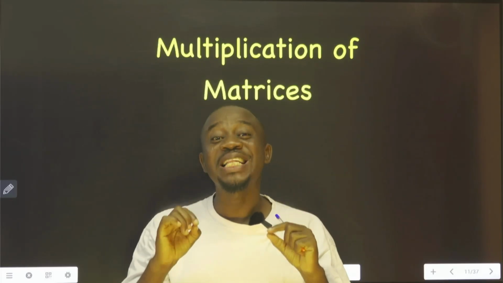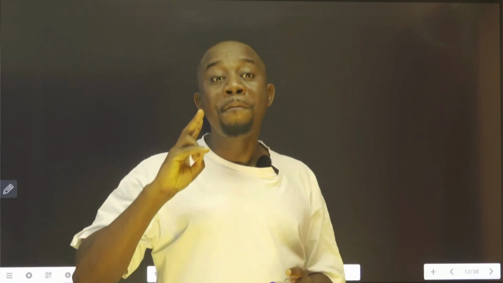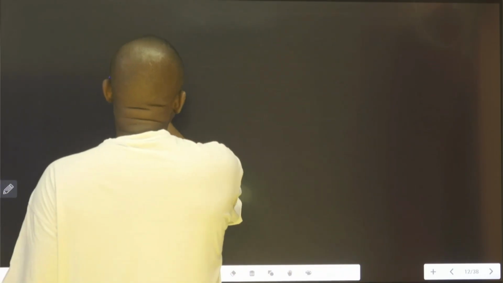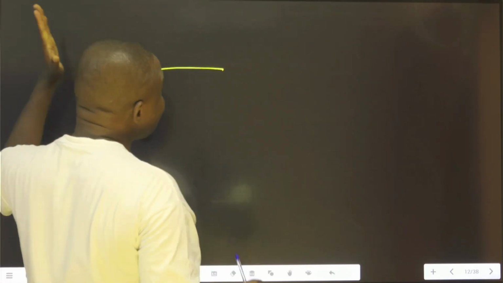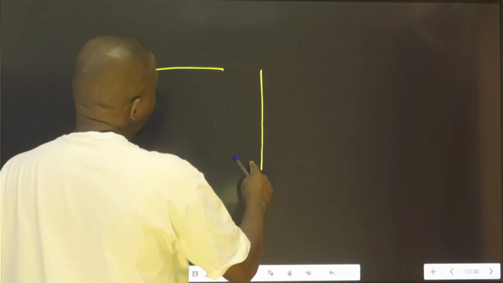Now, let's look at the multiplication of matrices, okay? If you have two matrices to multiply together, there is something you must watch out for. That is, the row on the left-hand side must be equal to the column.